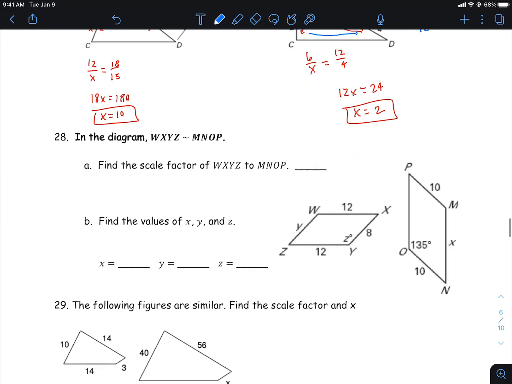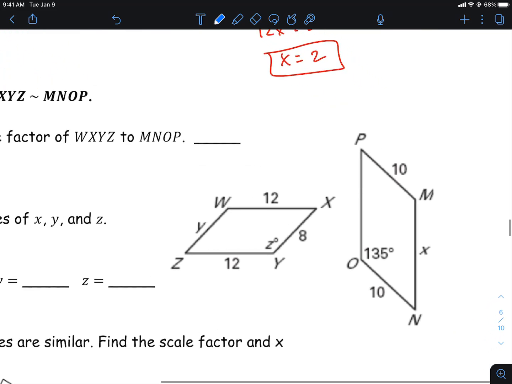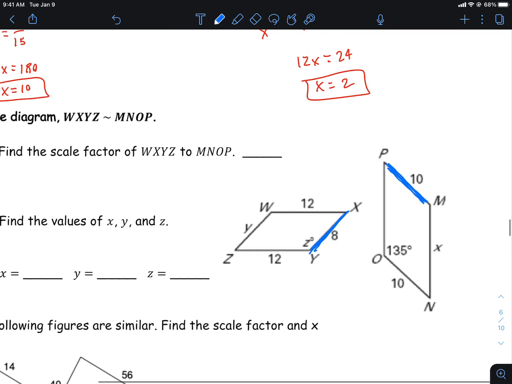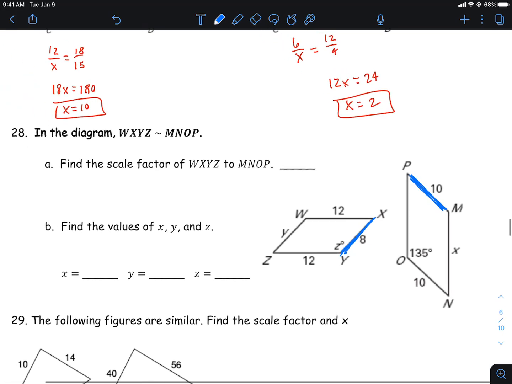Okay. Next thing here, they tell us that these two quadrilaterals are similar. So first of all, we're going to find the scale factor between the two. What I would do is find the two sides that match. This 10 appears to be the shorter side, and that's going to match up with the shorter side of this other parallelogram. So that's 8. Typically, I'll go new over old. So here's your old, here's your new.